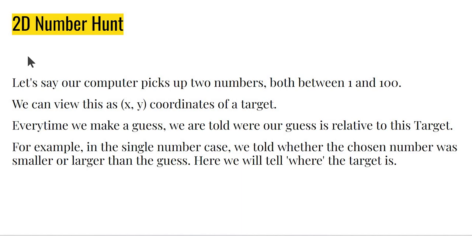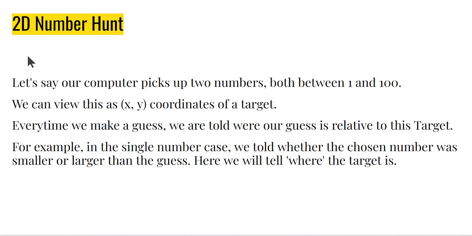So again, we guess two numbers. We are told where our guess is in relation to this target. So we view this whole thing as though it's in some xy coordinates. In fact, the way this game plays out is really, really interesting. In the single number case, for example, we were told if the chosen number was smaller or larger. Here we'll be told where the target is with respect to our guess. We'll talk about this a little while, but let's just try building this in a step-by-step manner.